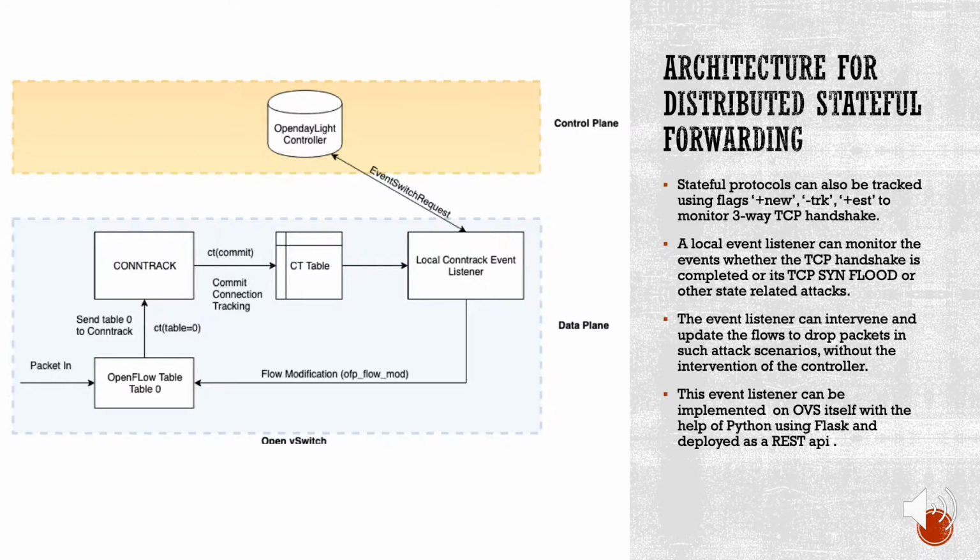Let's take a look at the architecture for implementing the distributed stateful forwarding solution. In this, our OpenFlow table will consist of the ct_state field, which will assign flags such as plus new, minus trk, plus est to monitor a three-way TCP handshake. This OpenFlow table will be committed into the conntrack module, and the conntrack module will further dump it into a CT table, that is the conntrack table.